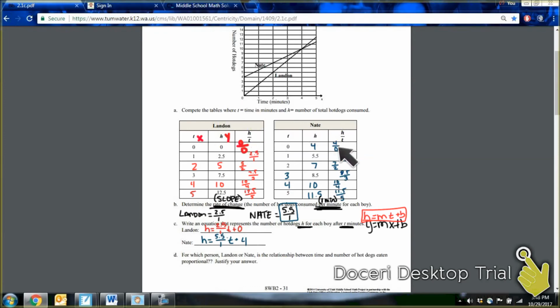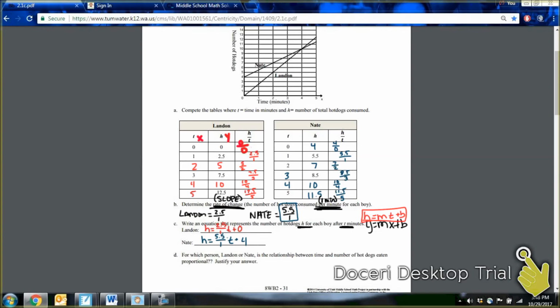Nate's first point was 4 over 0. Well, can I do 4 divided by 0? Remember, fractions are just division. We can't do that, so it doesn't really make sense. So that kind of gives it away that Nate's is not going to be proportional, because you can't do 4 over 0. It doesn't work out, whereas on Landon's, 0 out of 0 does work out.